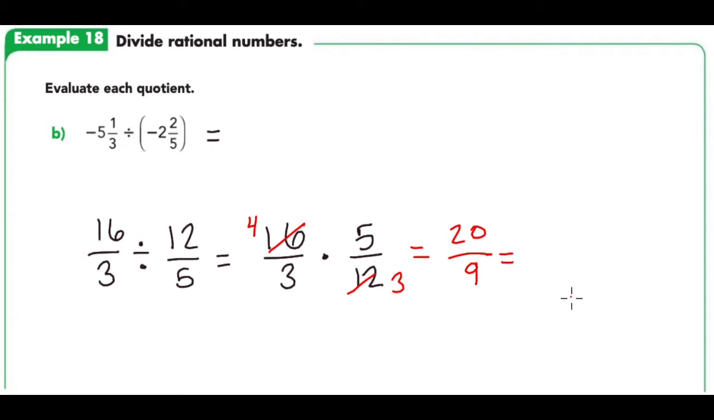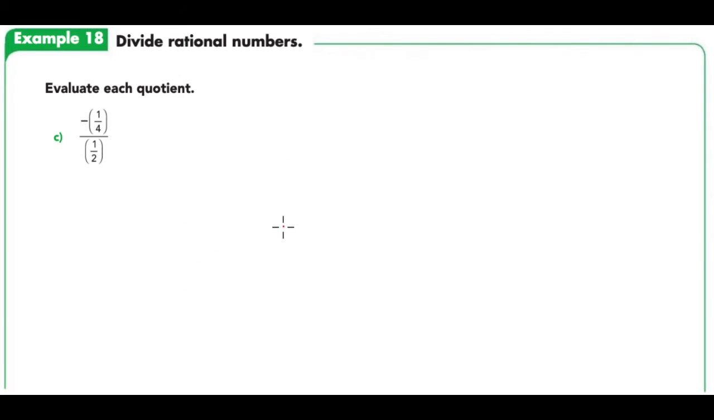And we just want to rewrite that as a mixed number. 9 goes into 20 twice, that's 18. 20 minus 18 is 2, so we're left with 2 ninths as our fraction. So the answer to our problem here, a negative 5 1/3 divided by negative 2 2/5 equals 2 2/9.